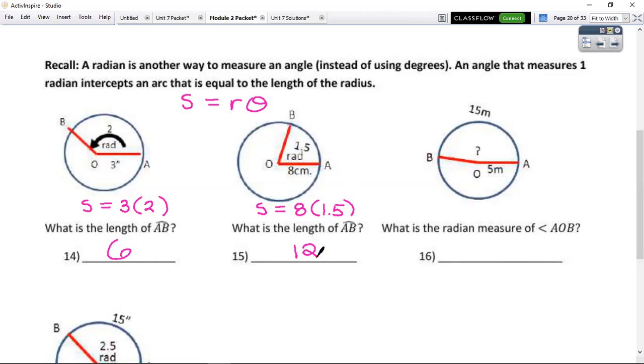Now I'm going to go backwards. So I gave you the arc length S. So I'm going to go 15 is equal to, and I'm going to go radius is 5, and this time theta is unknown. So 15 divided by 5 is just plain 3. And the reason that angle might look strange too is, remember, it's not in degrees, it's an angle in radians.